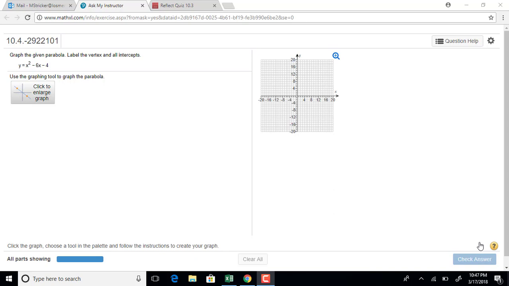Okay, so this video is intended to help you graph using the graphing utility in MyMathLab. I'm assuming that you know how to find the vertex and another point like the y-intercept. So here we have a graph, y equals x squared minus 6x minus 4, and we want to graph it.